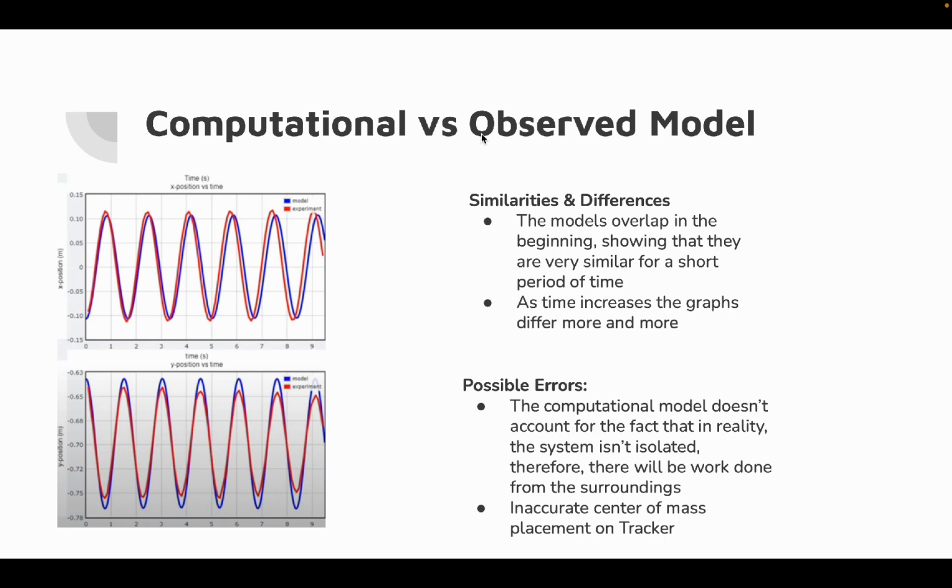Now, when we compare the computational versus the observed model, I placed them together on one graph, and this is the x position versus time, and this is the y position versus time. So as we can see by looking at the graph, we have some similarities and differences. The models overlap in the beginning, showing that they are very similar for a short period of time. However, as time increases, the graphs differ more and more. And that could be because of some possible errors.